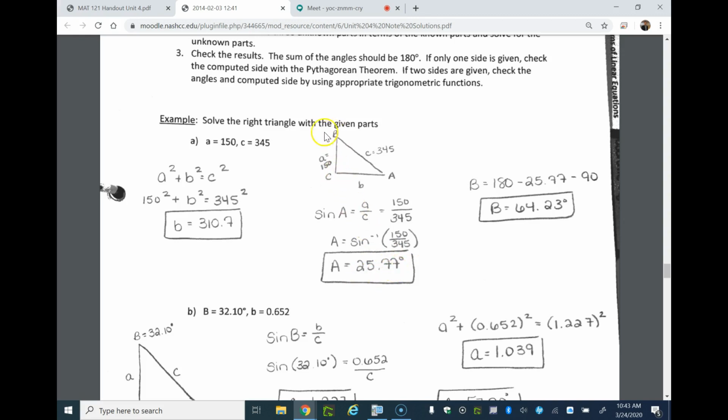We already know what C is because this is a right triangle. This has to be 90. This is 25.77. We know all three angles must add up to equal 180. So 180 minus this part minus 90 gives us the 64.23.